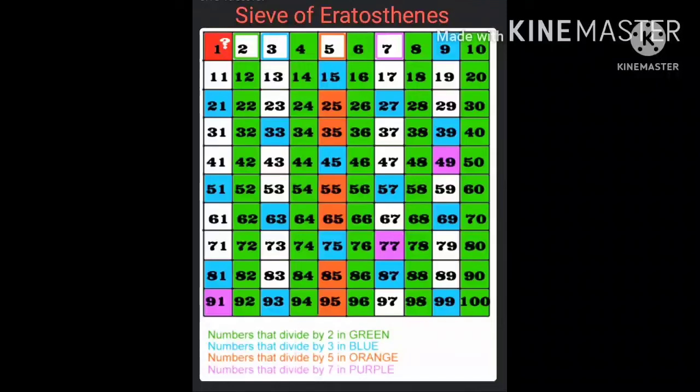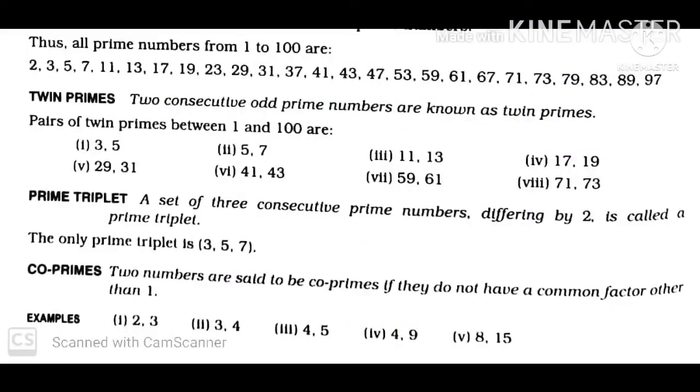Then see that all the numbers that are divisible by 2 are marked in green, all the numbers that are divisible by 3 are marked in blue, all the numbers that are divisible by 5 are marked in orange, and all the numbers that are divisible by 7 are marked in purple. So the numbers which are in white, they are the prime numbers between 1 and 100. Is it clear to everyone? Thus, all the prime numbers from 1 to 100 are given below. They are starting from 2 ending at 97, and we have total 25 prime numbers between 1 and 100.